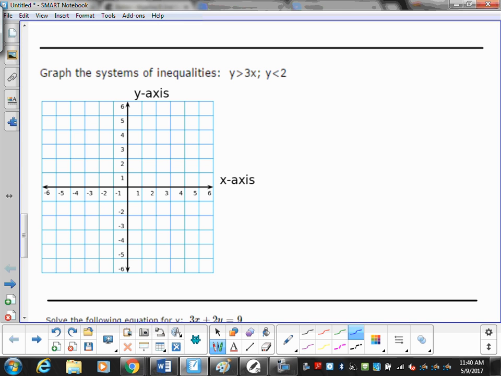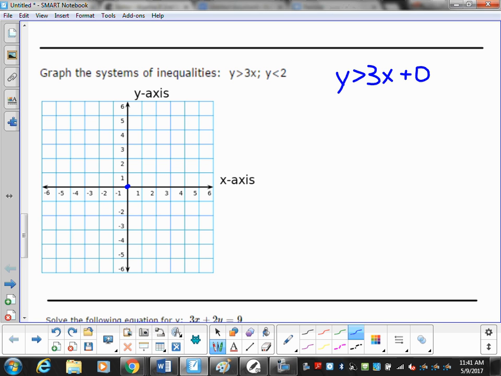Graph the system of inequalities. Just as a reminder, when you graph a system of inequalities, you have to graph the line and you have to shade. On this first one, y is greater than 3x. I'm going to remind you that there is a plus 0 out there, even though it's not written. That's my y-intercept. So for that first inequality, the y-intercept is at 0, right there on the origin.